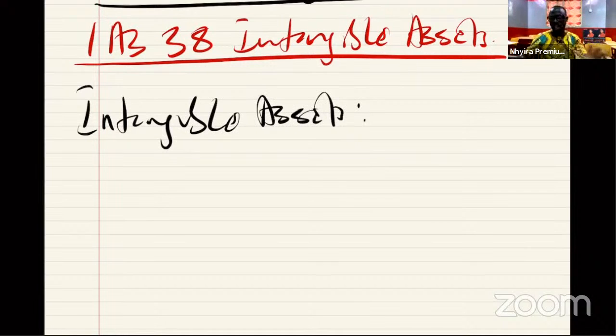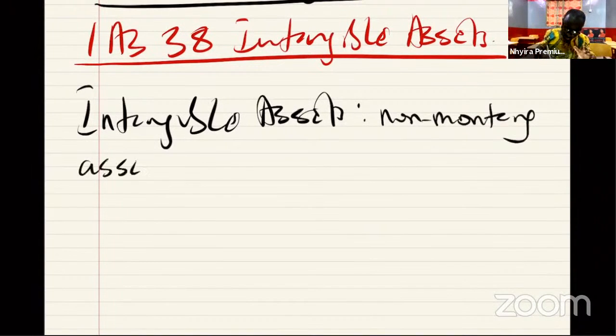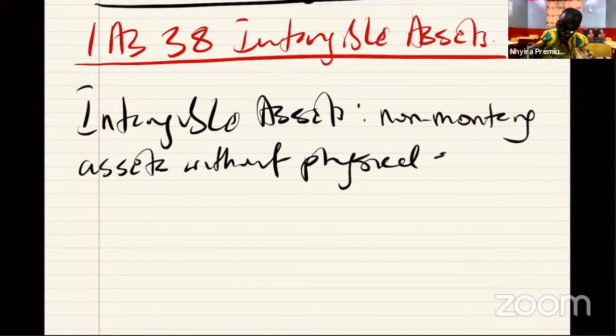Stay with me carefully here as we begin the journey real quick. IAS 38 defines intangible assets as non-monetary assets without physical substance. Non-monetary assets without physical substance. That is what we mean by intangible assets.